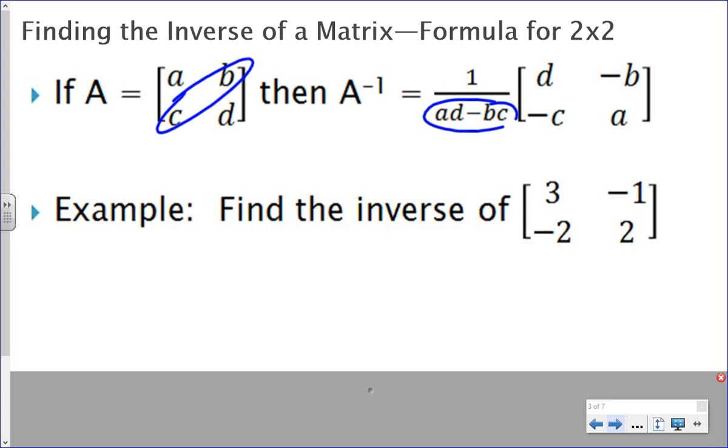So the first example we're going to do is we're going to find the inverse of 3, negative 1, negative 2, 2.